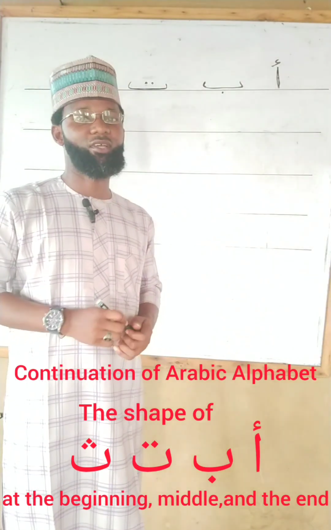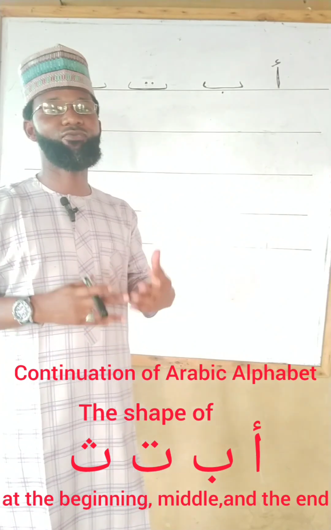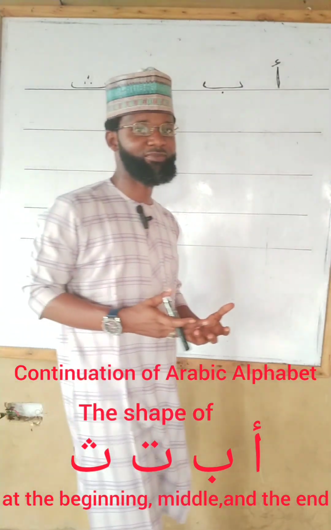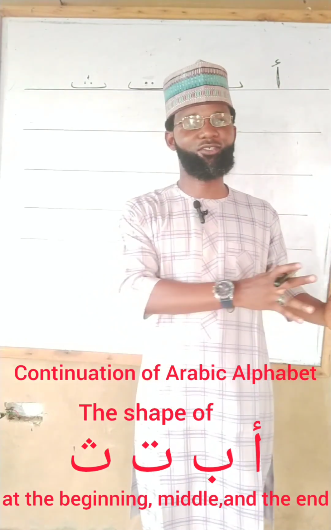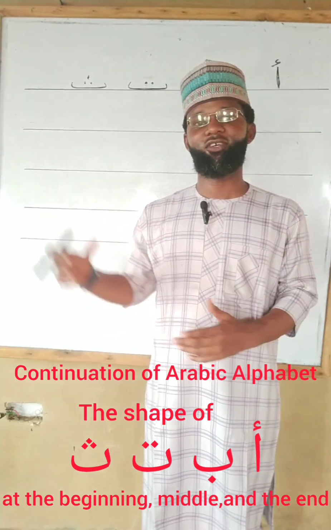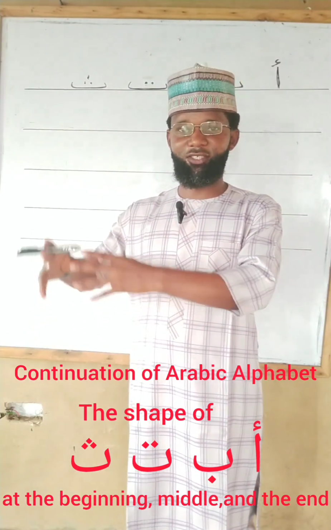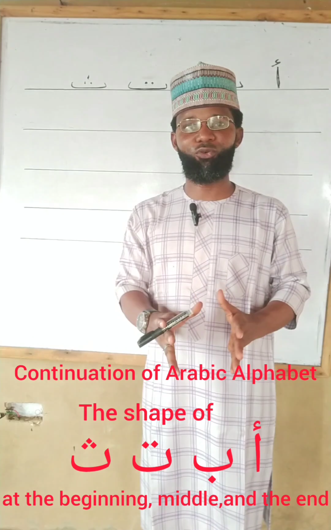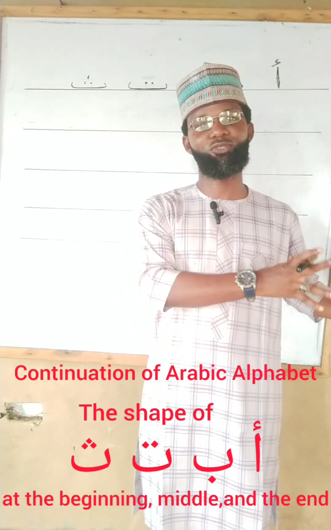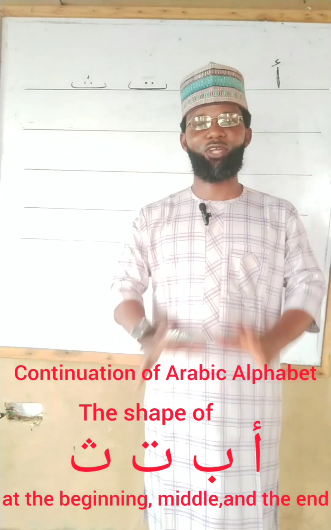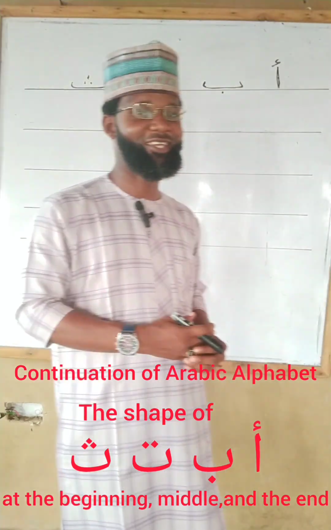In the Quran, those letters have different forms of writing them. That is at the beginning, middle, and at the end of a word. If this alphabet comes at the beginning of a given word, it has its shape. If they come at the middle, they take another shape. Then at the end of a word, they also take another shape. So that is what I want to talk on today, so that you will be able to learn perfectly.